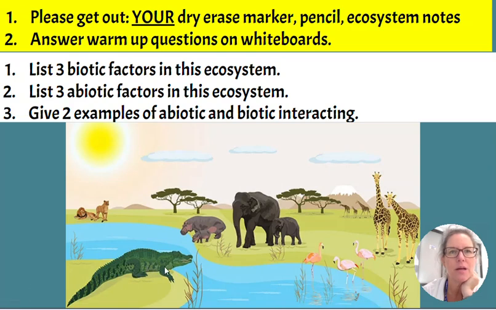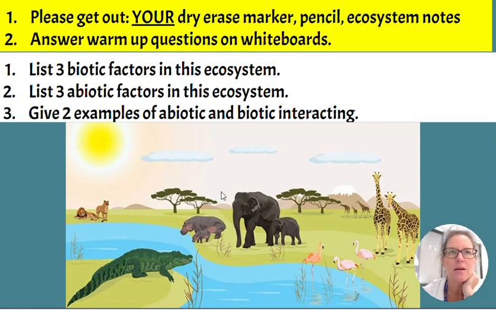This alligator is biotic. The grass, these plants, these trees back here, these are all biotic, things that are currently living. We've got some lions and some hippos, and we have some elephants, flamingos, giraffes, more giraffes in the back. So we have a lot of biotic factors.